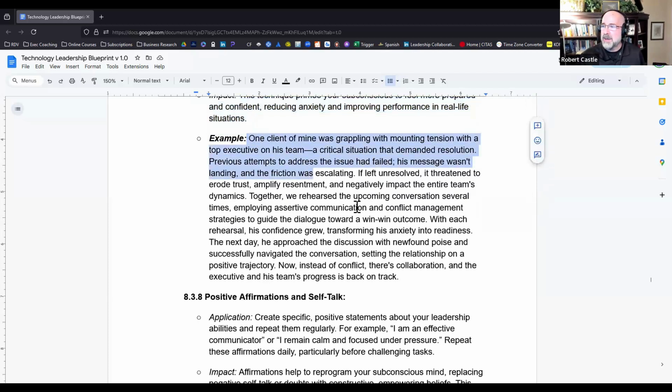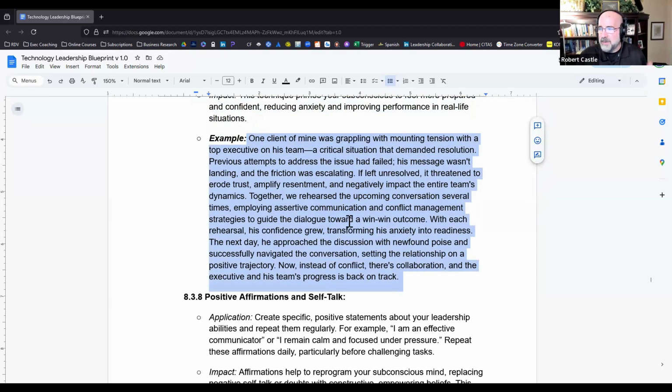One client of mine was grappling with mounting tension with a top executive on his team, a critical situation that demanded resolution. Previous attempts to address the issue had failed, his message wasn't landing, and the friction was escalating. If left unresolved, it threatened to erode trust, amplify resentment, and negatively impact the entire team's dynamics.